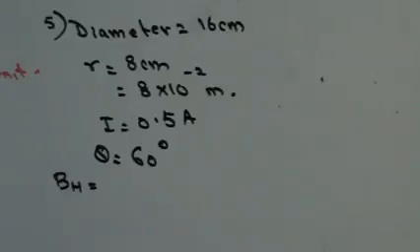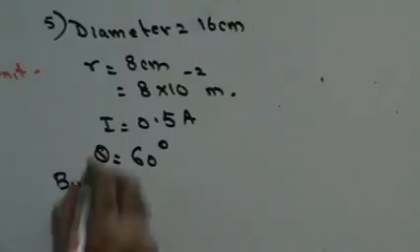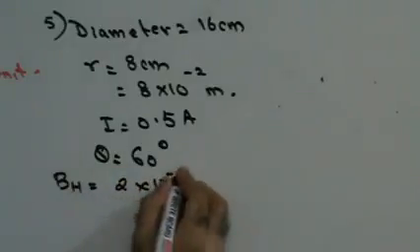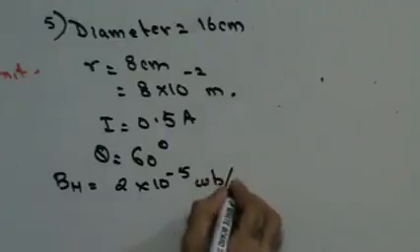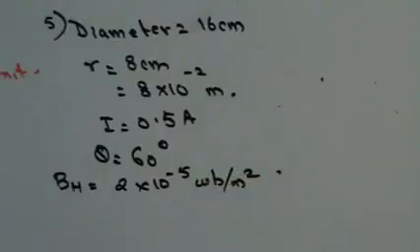if the horizontal component is 2 into 10 raised to minus 5 Webers per meter square.